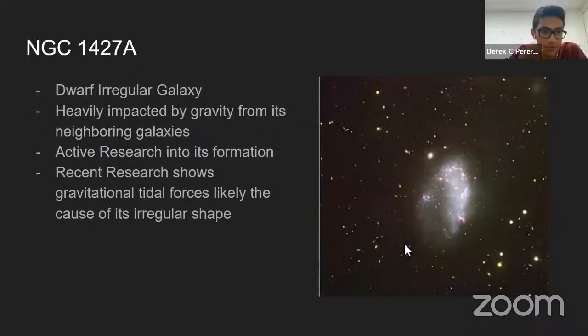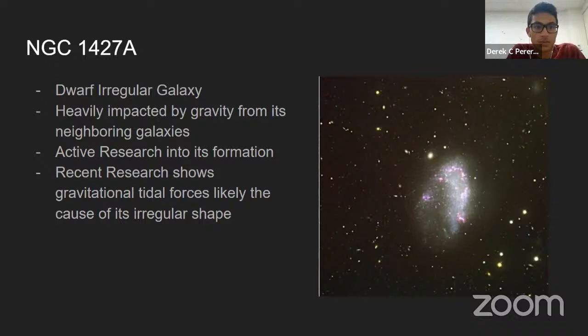Yeah, thank you, Mason. So here's another example of an irregular galaxy. This is NGC 1427A, which was shown earlier. And coming back to it, the reason why we think it's so important is that it is an interesting galaxy in its shape. It's one of the more weirdly shaped irregular galaxies. And as a result, there's a lot of research going into how it actually formed.